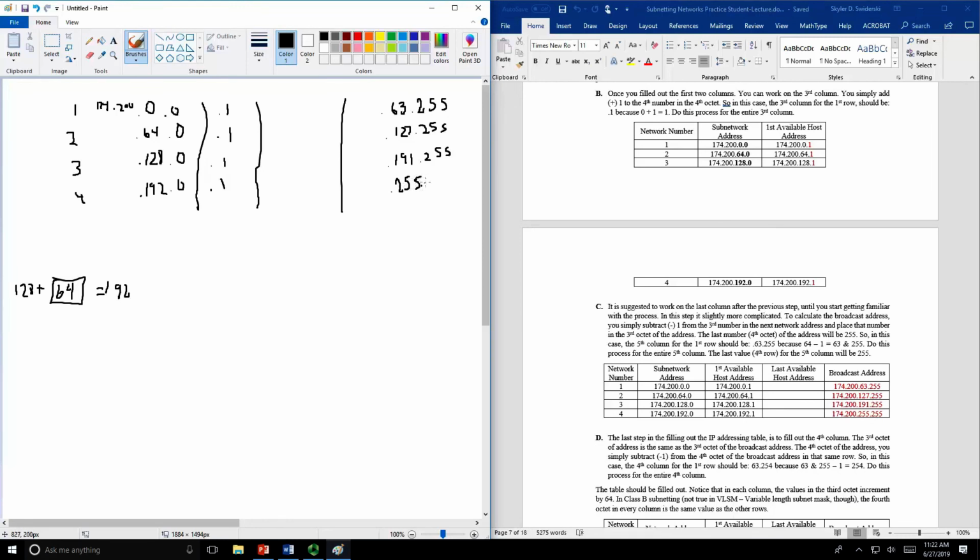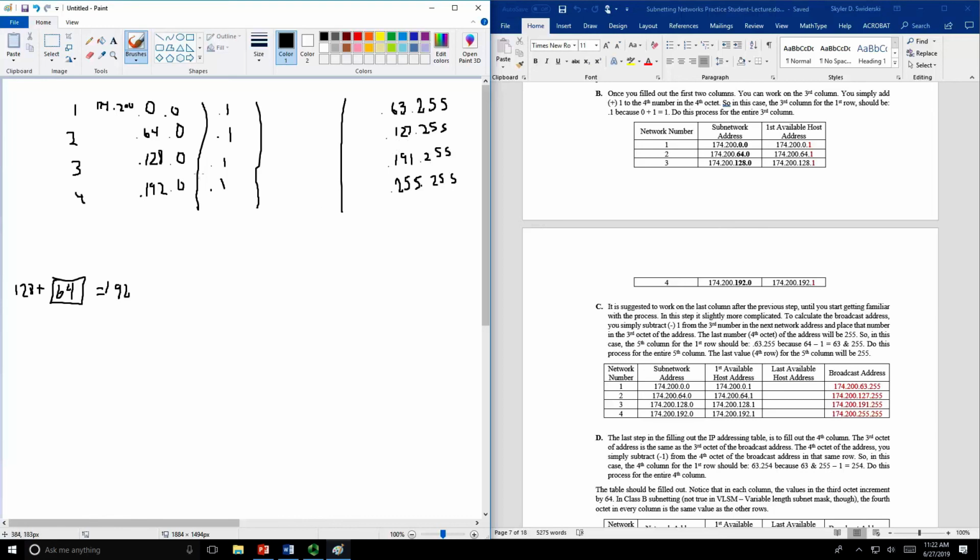So take a look at it. Notice that in the third quadrant here, and this will be the same for the fourth column that we're about to do in a second, it will also be incrementing by 64. So 63 plus 64 gives us 127, 127 plus 64, 191, etc.